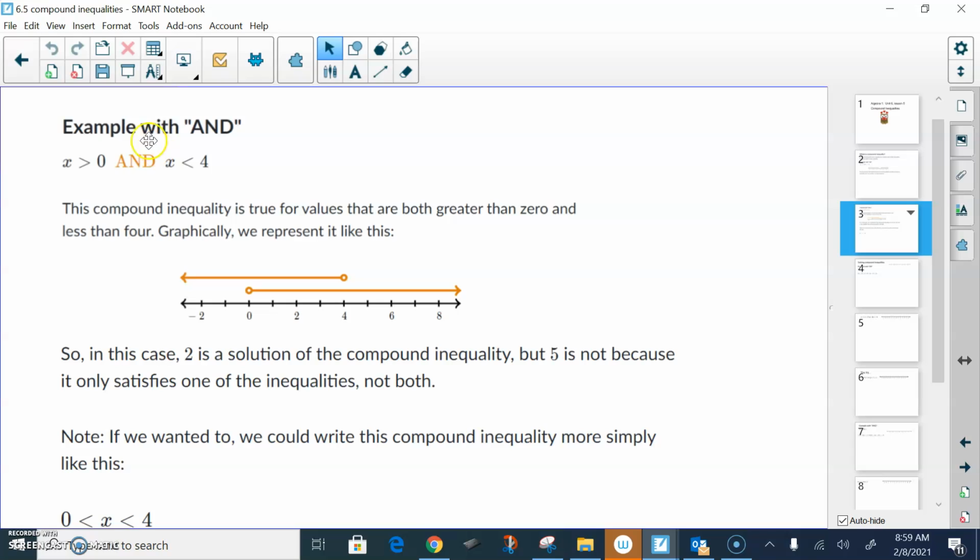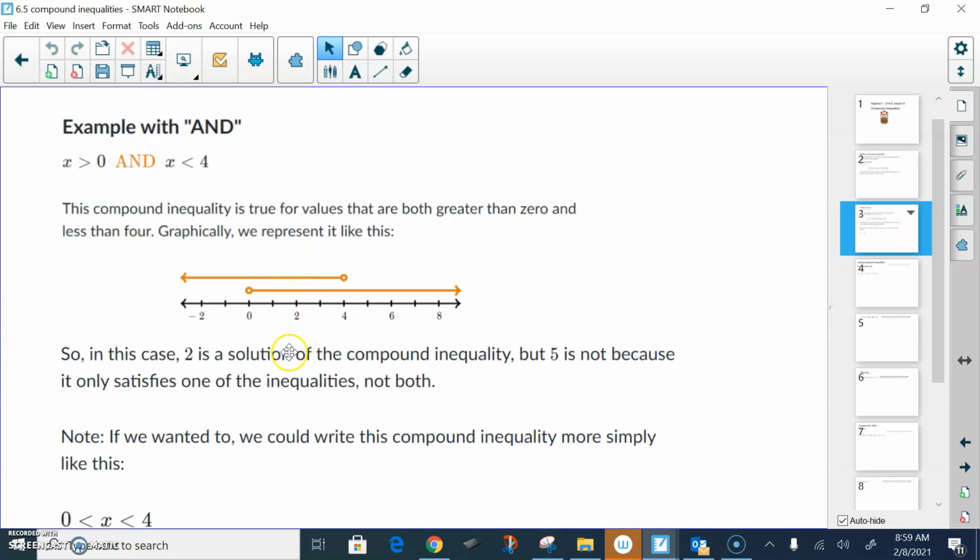Then there can be an and. This is a compound inequality where both of the conditions need to be true in order for it to be correct. When you graph it, you're looking for the spots where they overlap. In this case, the number has to be more than 0 and less than 4. So 2 is a solution, but 5 is not.